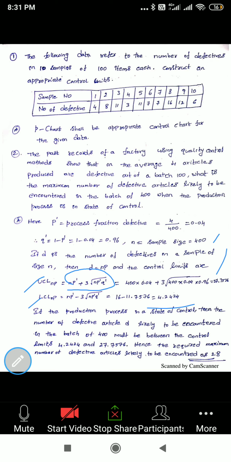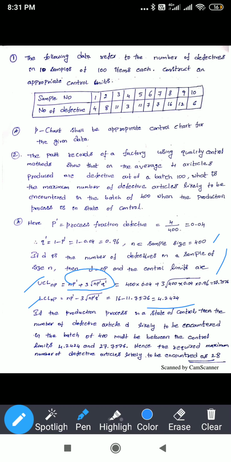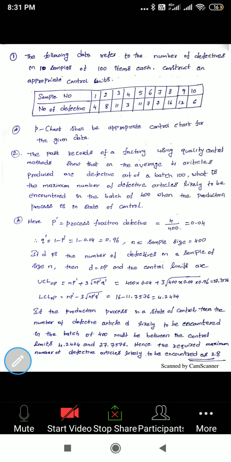So, on comparing these two values, 27 is the maximum value. So, the maximum number of defective articles is 28. See, in the question, they are asking about the maximum number of defectives, so we are taking the highest value, 28. So here we are not using the fraction defectives. So this is the NP chart.